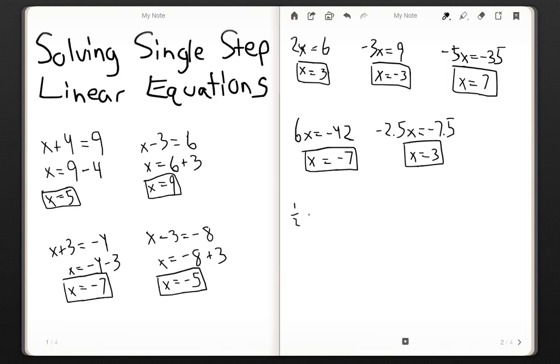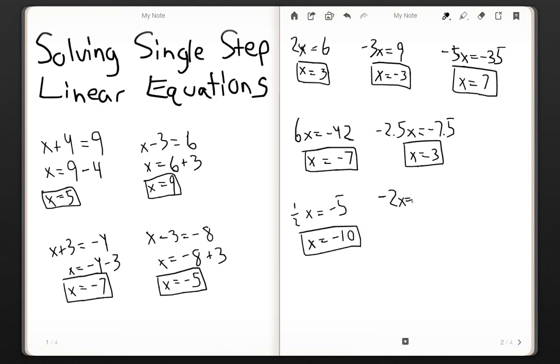fractions. 1/2 x equals negative 5. So to get rid of the 1/2 x, we're going to multiply both sides by 2, because 1/2 times 2 is 1. So then the coefficient goes away. So multiply both sides by 2. Negative 5 times 2 is negative 10.